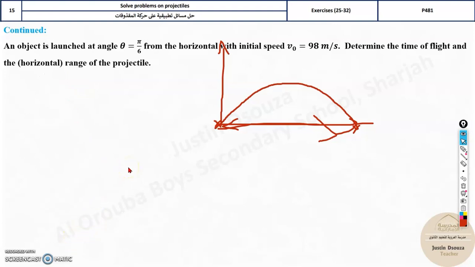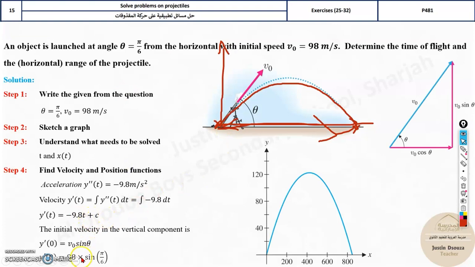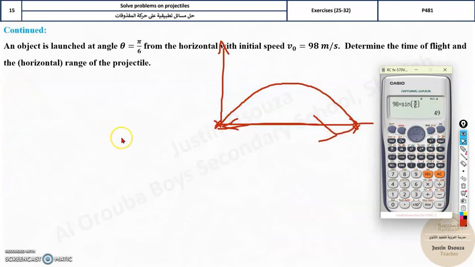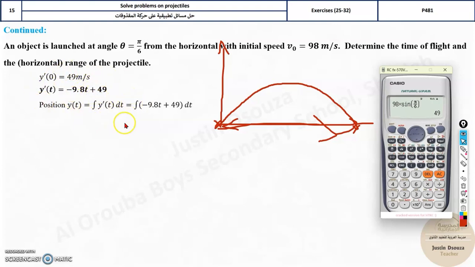Sorry, let me just go back. Okay, see, now one quick thing. When you're solving this, use shift mode 4 for radians, and now type in the value 98 into sine of pi divided by 6, close the bracket. That is the answer, 49. So then what you do is you just substitute this 49 in that c. We got the velocity. Now we can find the position by integrating this.